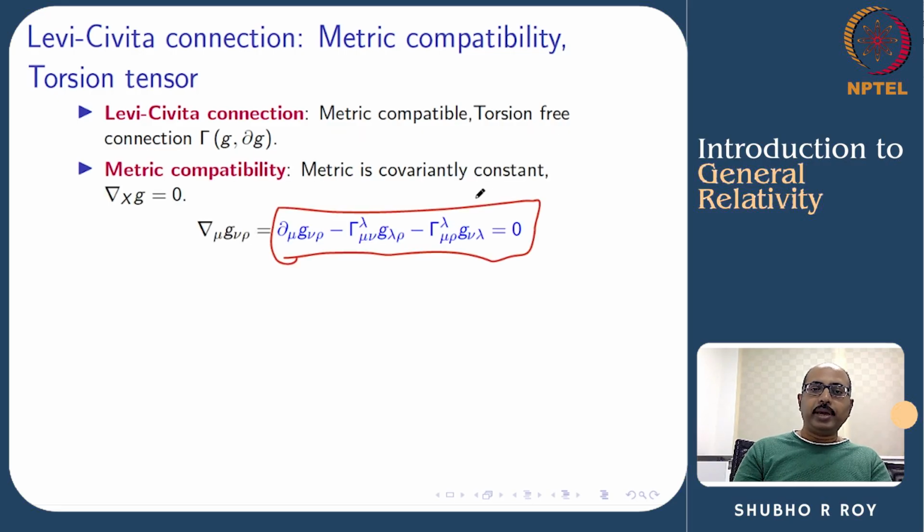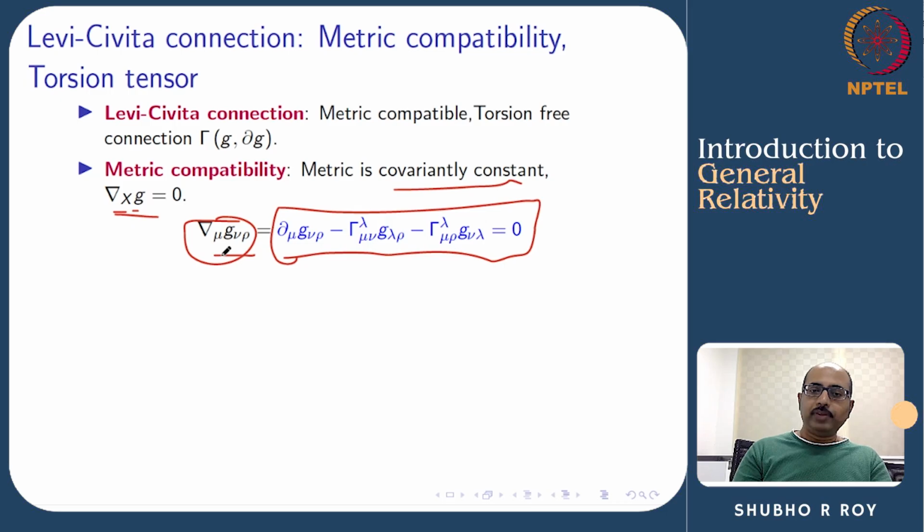Metric compatibility means that the metric is covariantly constant. That is, if you take the covariant derivative of the metric with respect to a vector field x, that vanishes. Now you can ask, physically, what does this mean? We will discuss this later, but for the time being, let's assume that the metric is covariantly constant. In that case, we can write this in component form, which is equal to 0. And since I've already mentioned the rules for taking covariant derivatives of tensors, we work that out. This is equal to 0.